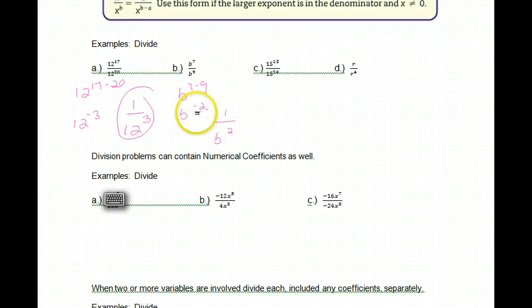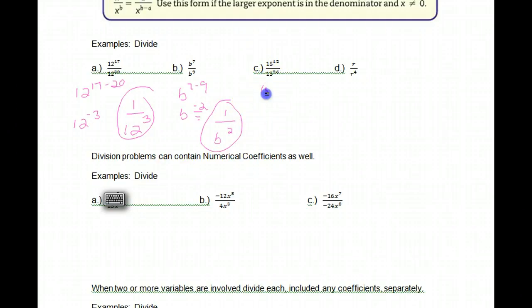That negative exponent is going to switch places. It's going to go from the numerator that it's currently in to a denominator under 1. Same answer we had a minute ago.